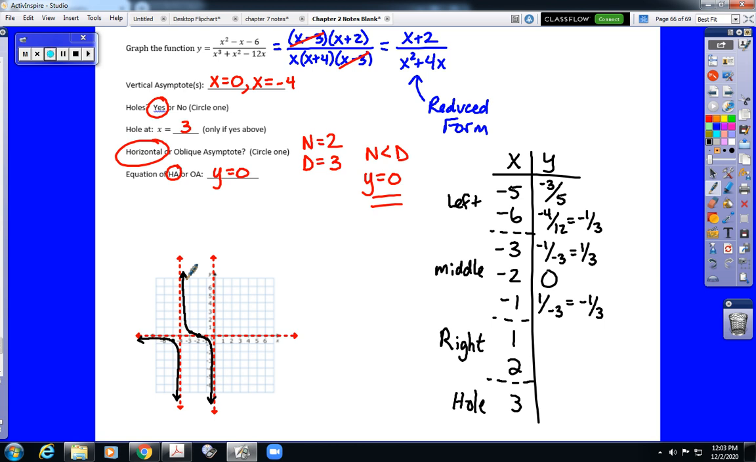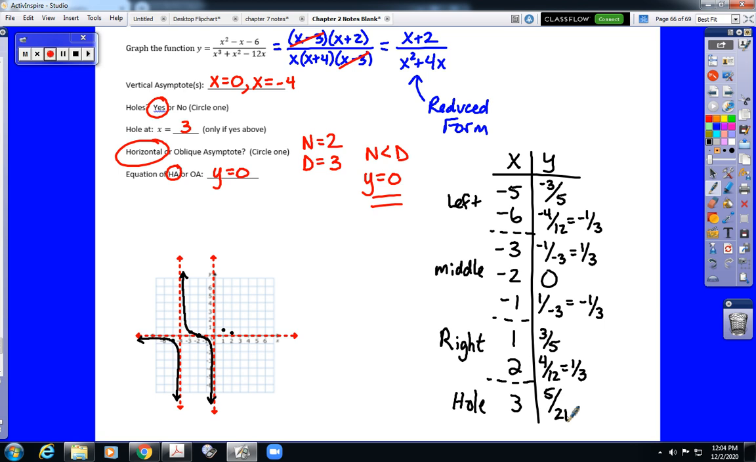Finally, for the right-hand section, we plug 1 into the reduced form and we get 3/5. We plug 2 in and we get 4 on top. And on the bottom, we get 4 plus 8, which is 12. So that would be 1/3. So we have 3/5, which is just over half. And then 2 is at 1/3. And then we do need to plug in 3, which would be a 5 on top, and 9 plus 12, which is 21 on the bottom.